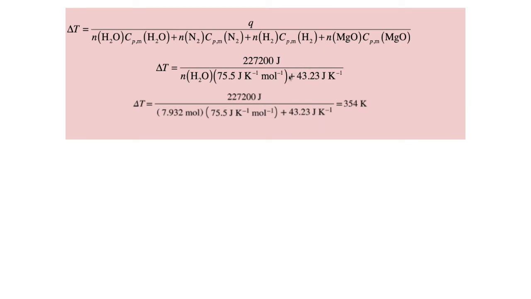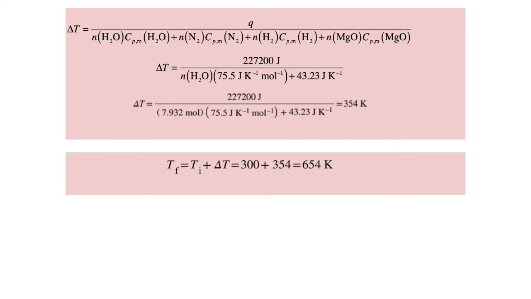We'll put the contribution from all of the components in here. So let's do that. We'll take the heat evolved, 227,200 joules, and divide through by all of the contributions here, which will give us a delta T of 354 Kelvin. We add that to the initial temperature of 300. That means the final temperature is 654 Kelvin.